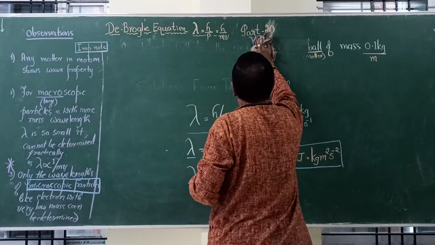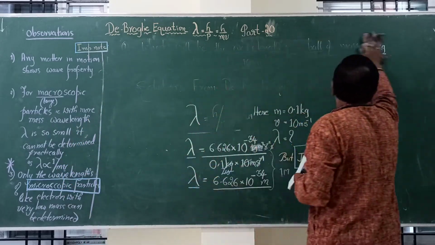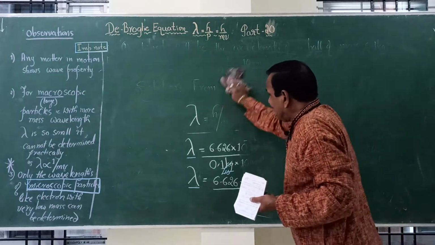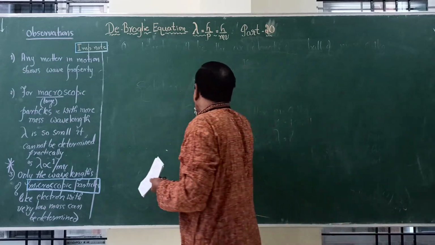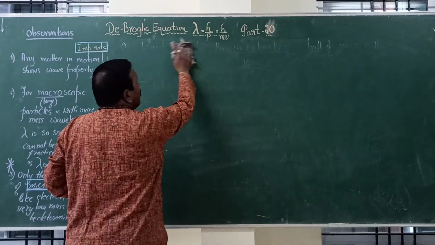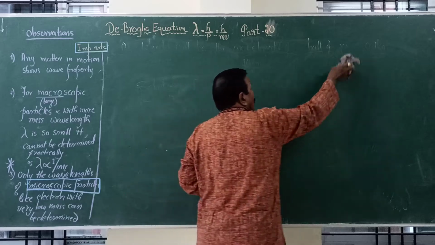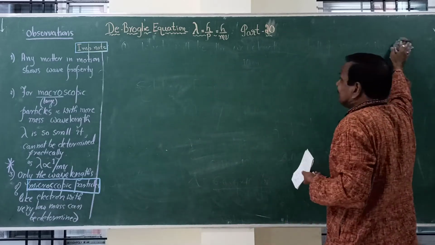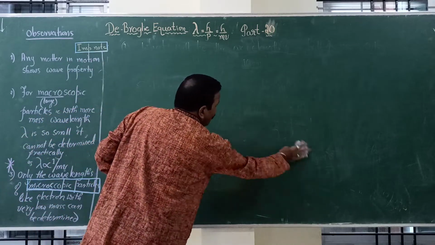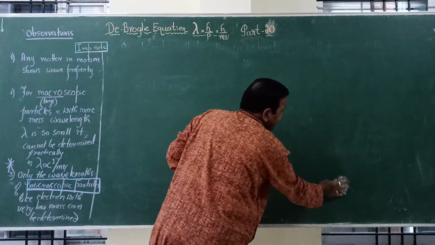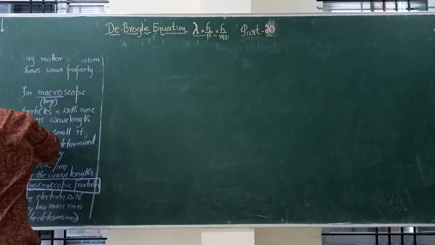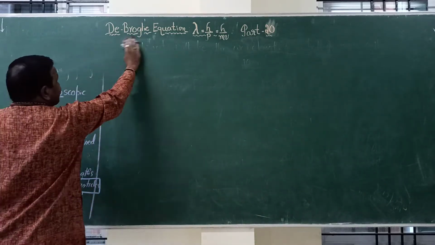So next we are going to another important principle which gave a blow to your Bohr model. Bohr model was also rejected afterwards because of another scientist, and that is Heisenberg.